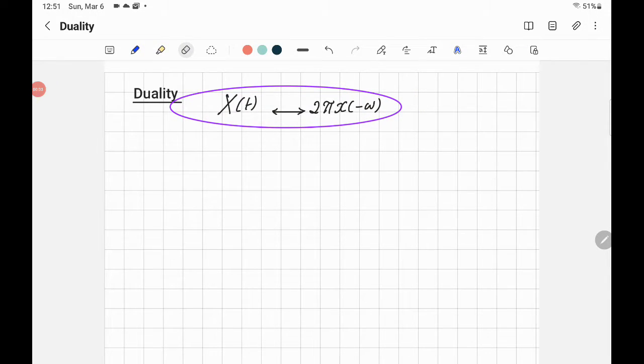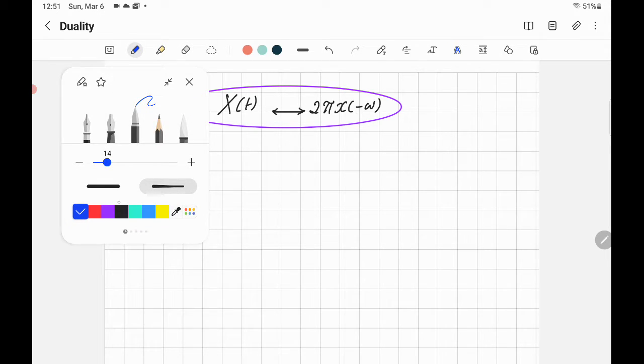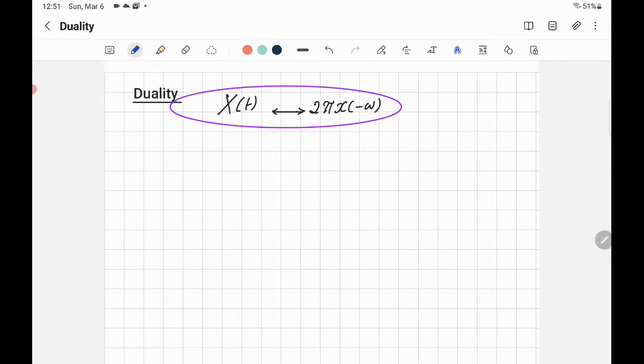Duality property. Simple but confusing. Simply, it says that if you have a signal as a function of time, but it looks like a Fourier transform of another function, so you can get it by taking x lowercase, replacing t by negative omega, and multiplying by 2 pi. Of course, nobody understands anything. Let's just take an example.